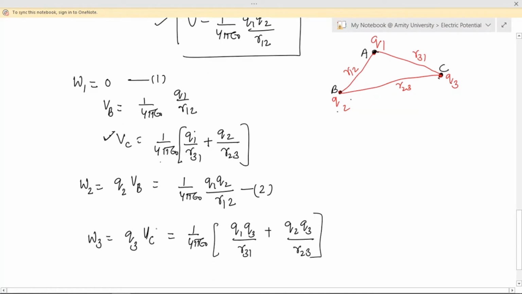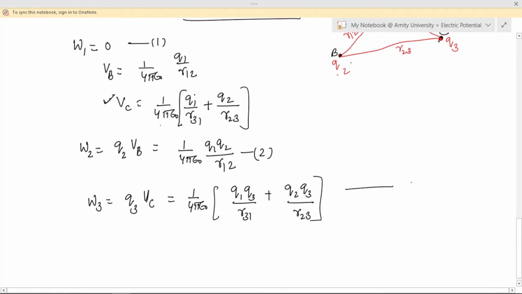So what is the total work done now? The sum of the three work done. So let us add equation 1, 2 and 3. So the total work done W will be W1 plus W2 plus W3. That is the total work done and which will also be equivalent to the potential energy of the system of these three charges. So what do we get now when we add all the three work done?